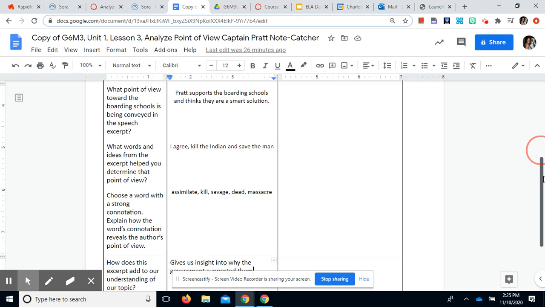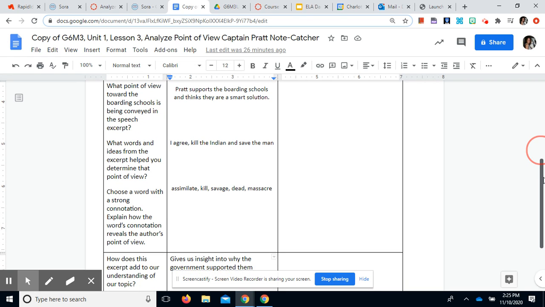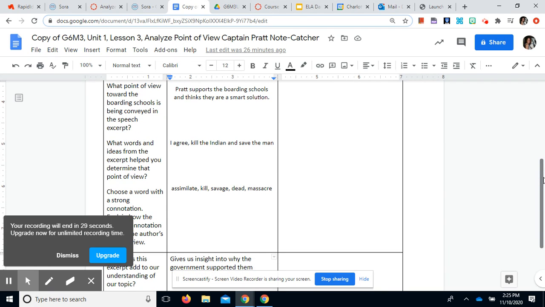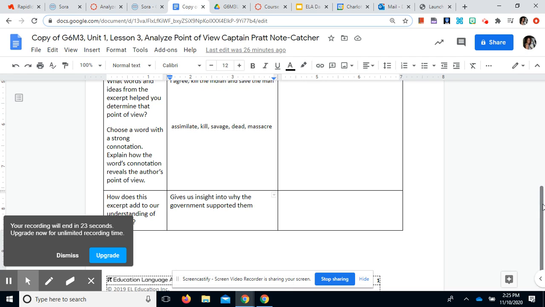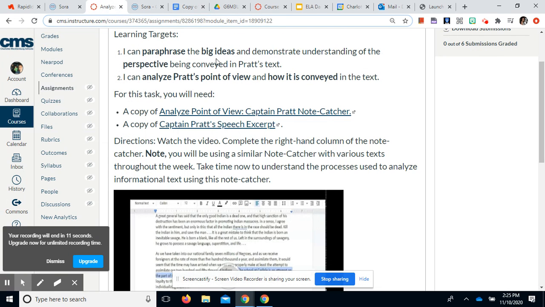Words and ideas that help you determine that. He said, I agree, kill the Indian and save the man. Choose a word with a strong connotation. We listed some words with strong connotations: assimilate, kill, savage, dead, massacre. And then how does this excerpt add to our understanding? It gives us insight into why the government created and supported them. You are then going to make a copy of the speech and go back and answer the questions on the right-hand column under Read, providing text evidence, and then support the note.